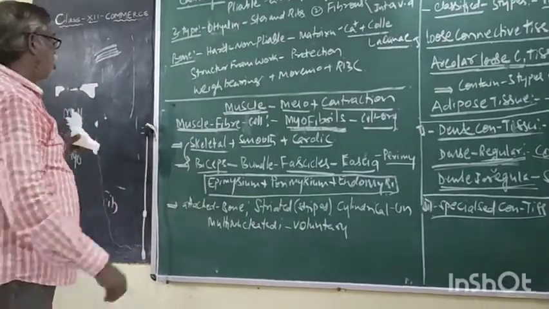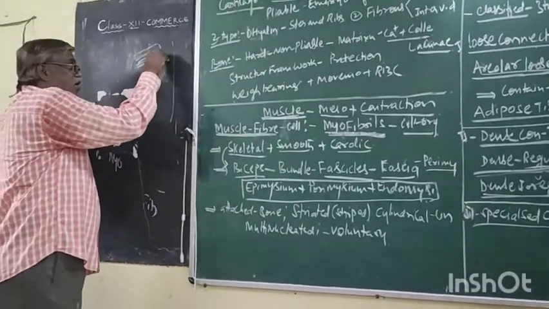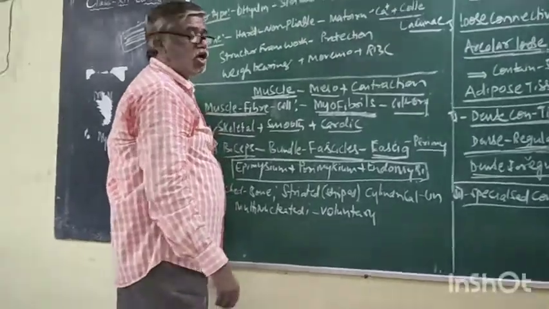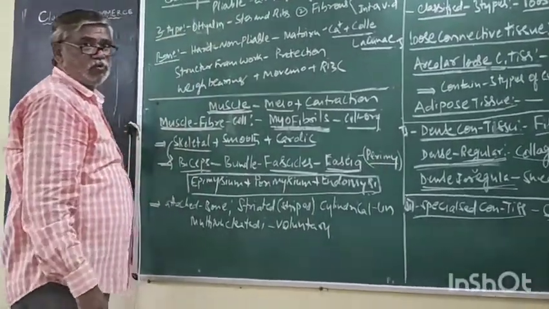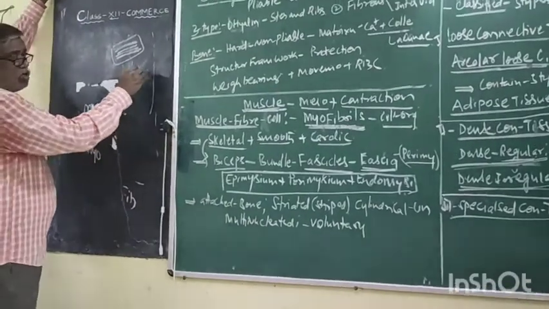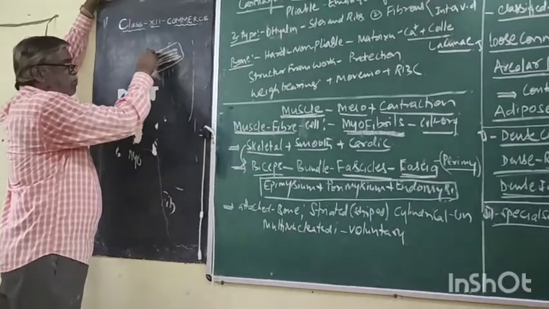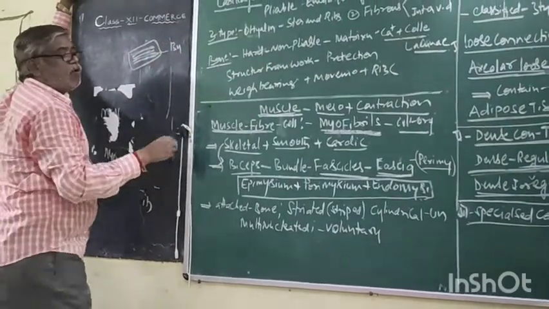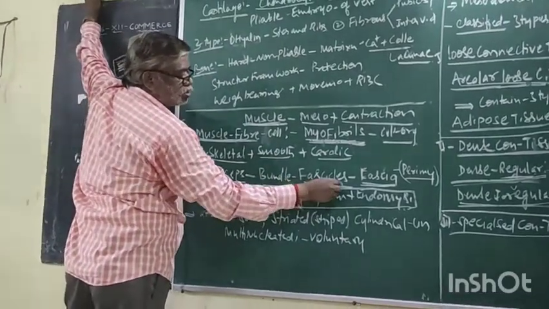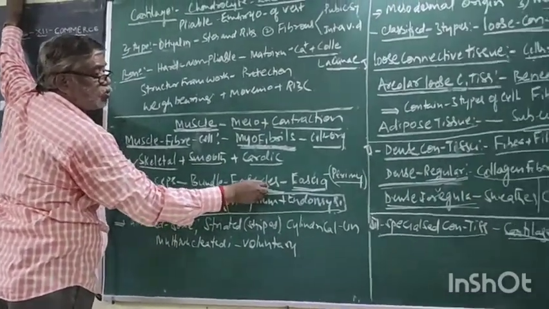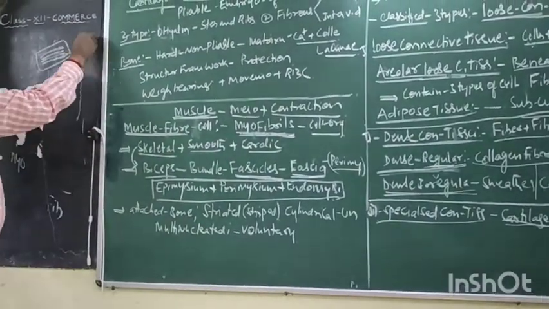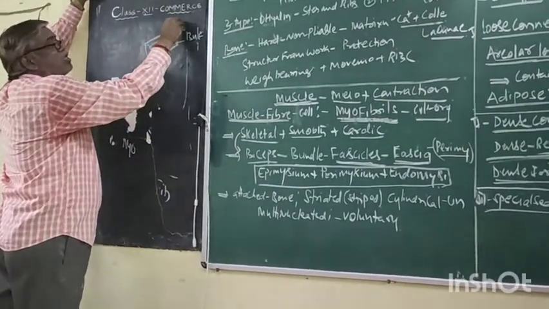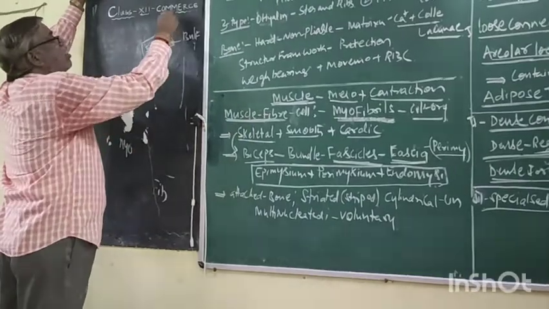Each fasciculus is covered by a connective tissue sheath called fascia, which is also called perimysium. What is this total bundle? What is the technical name of a bundle? Fasciculus. Bundle is the English word; the Latin word is fasciculus. The covering is called fascia or perimysium.